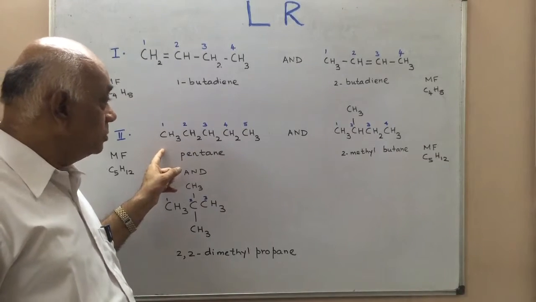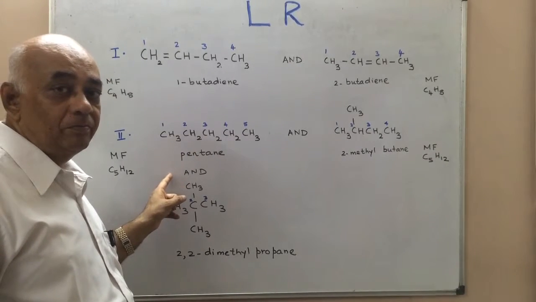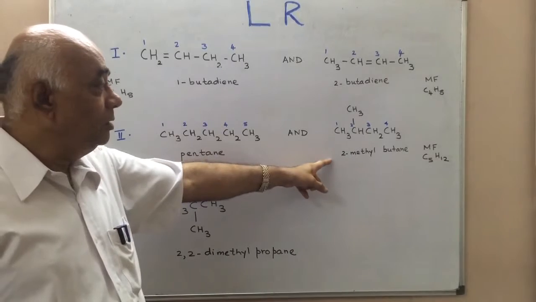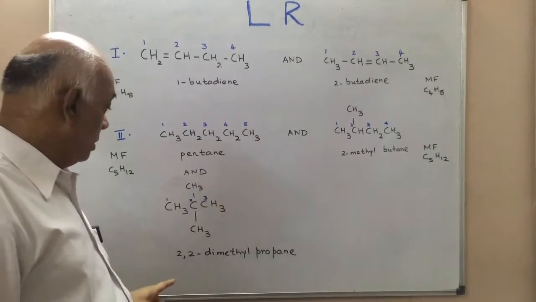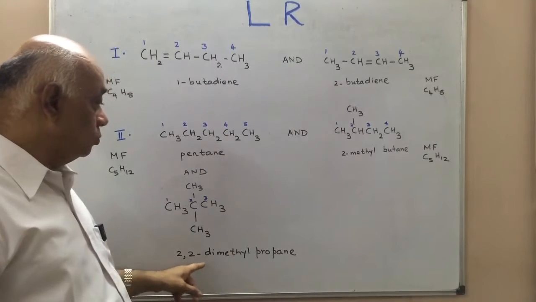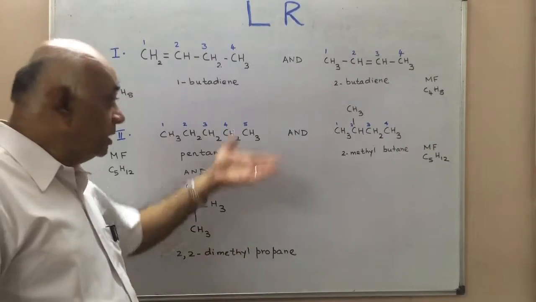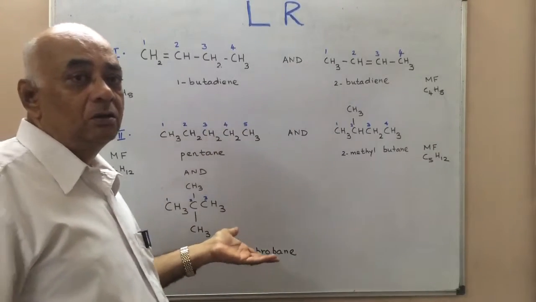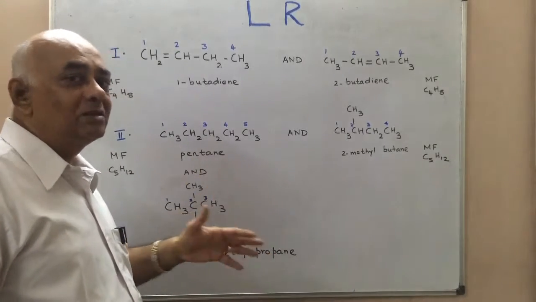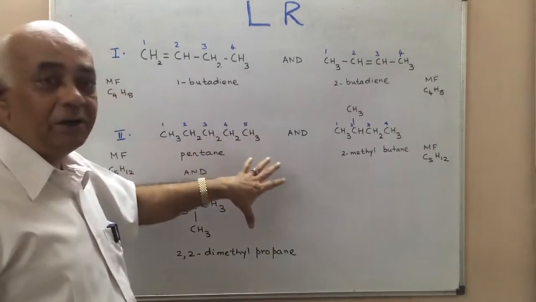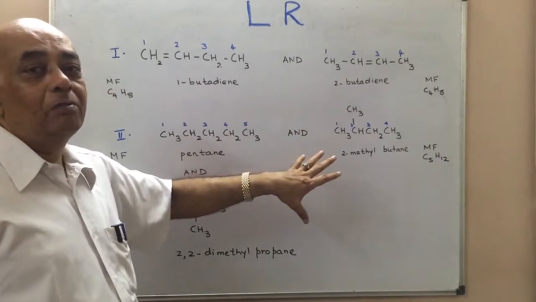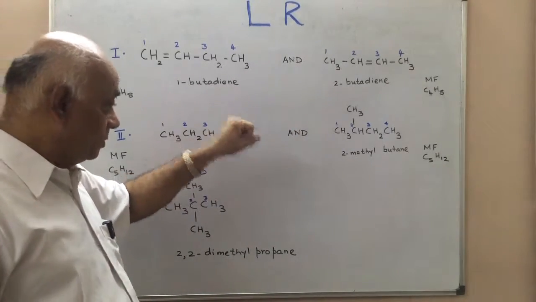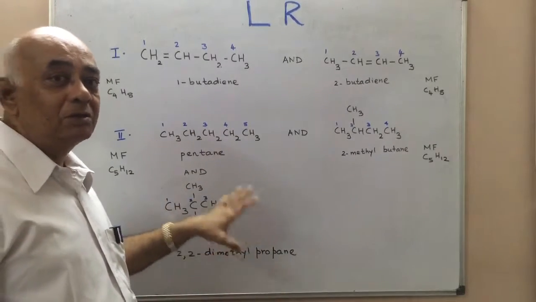This one is called as pentane. That one is 2-methylbutane, and the third one is 2,2-dimethylpropane. Details of this naming will of course follow in the subsequent lectures, but at this point it is sufficient to know and understand that naming an organic compound correctly is the first and the most important step in the study of this branch.